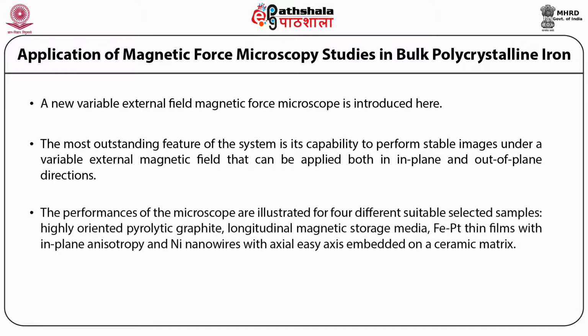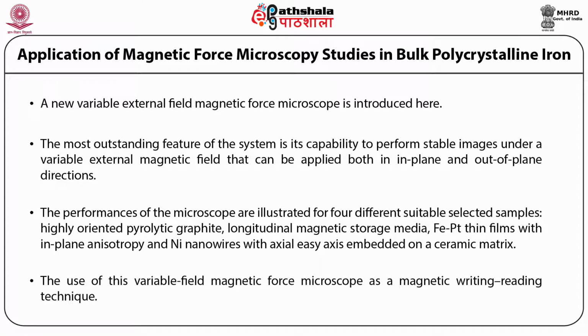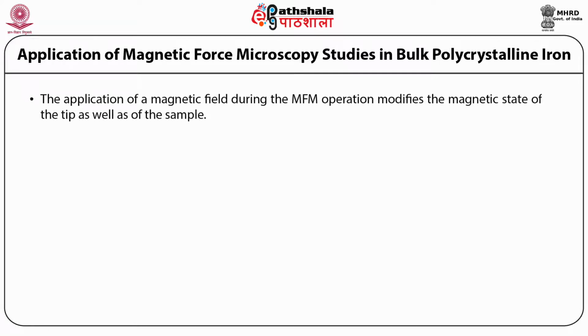The performance of the microscope is illustrated for four different selected samples: highly oriented pyrolytic graphite, longitudinal magnetic storage media, iron platinum thin film with in-plane anisotropy, and nickel nanowire with axial easy axis embedded in a ceramic matrix. The use of this variable field magnetic force microscope as a magnetic writing reading technique. The application of a magnetic field during the MFM operations modifies the magnetic state of the tip as well as of the sample.